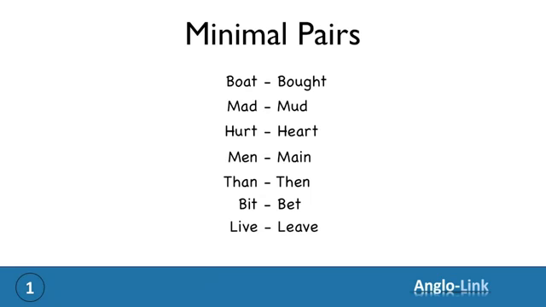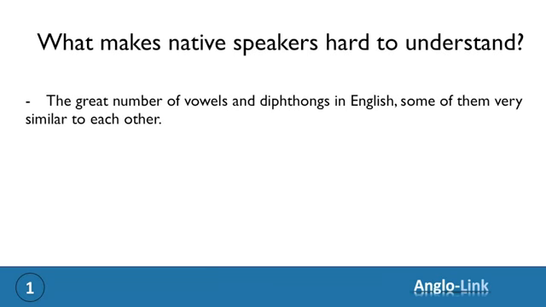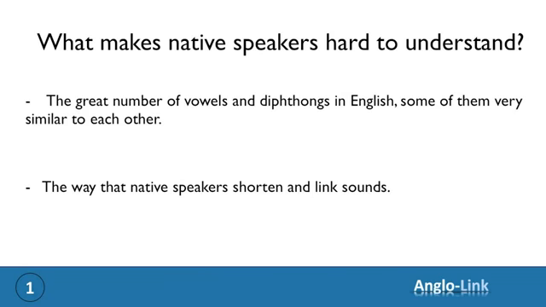So in connected speech, they're not easy to tell apart. This is the first reason why listening to English native speakers can be challenging. Now, let's look at the second reason. The second reason is the way that native speakers shorten and link sounds. Let's give you a quick example. Look at this sentence. How is it going? You will hear from a native speaker, how's it going?